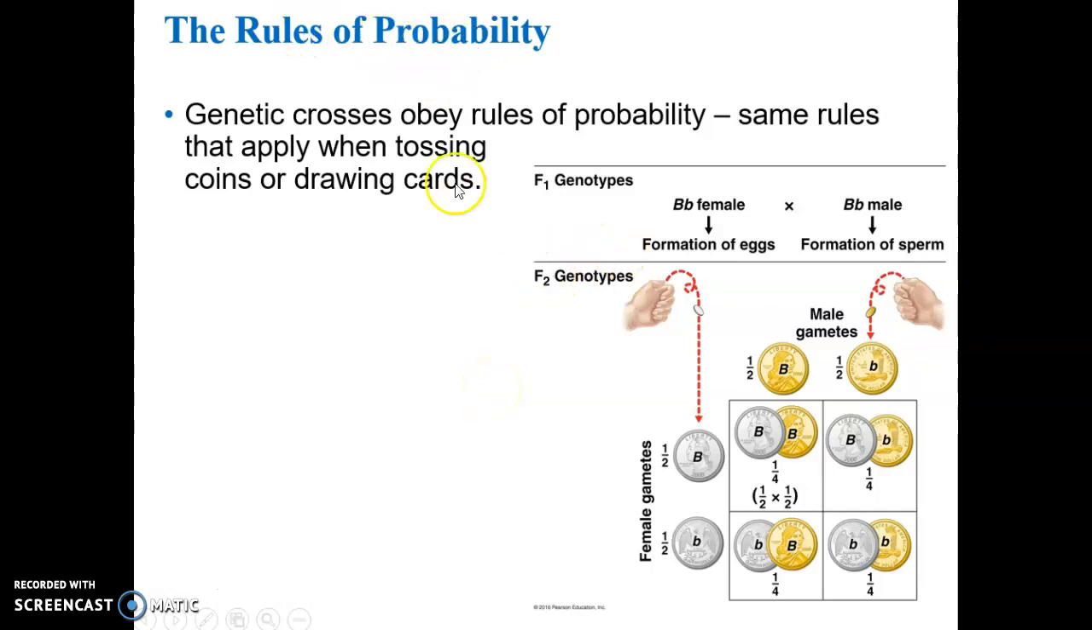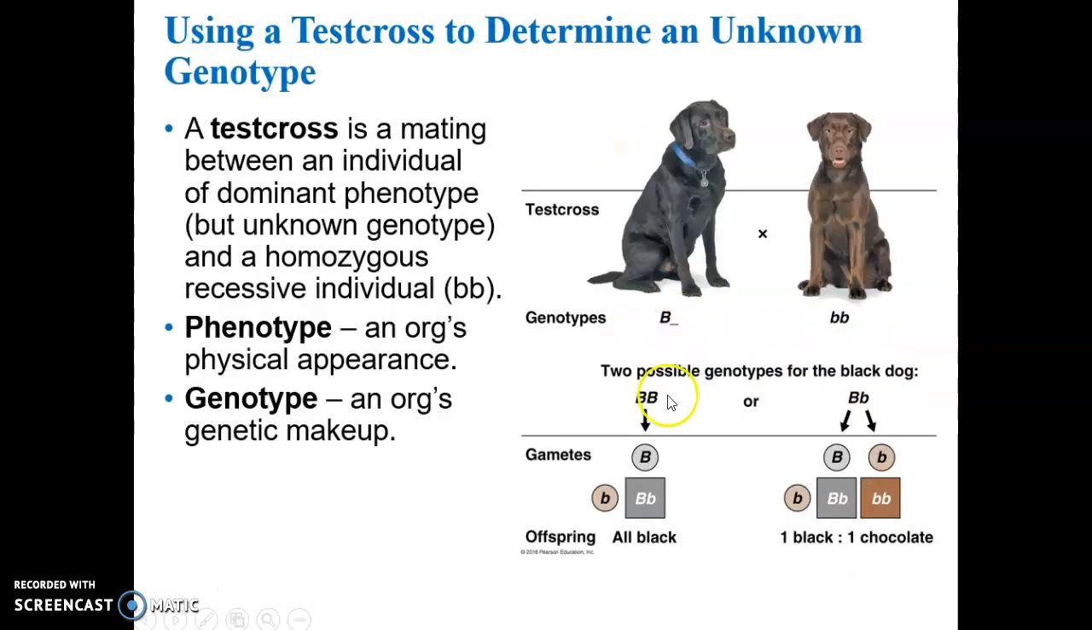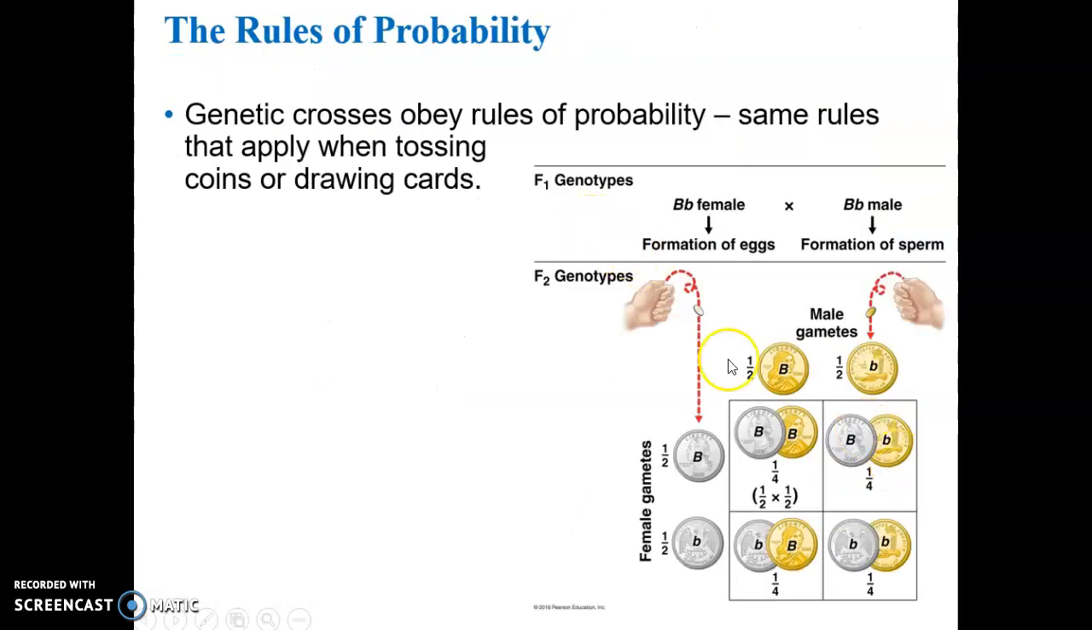So, rules of probability. Genetic crosses obey rules of probability because, as we talked about, what we look like, the phenotype, is based on the potential gametes that are formed, the genotypes. And as we'll see here, it's based on the probability of making any particular type of gamete and the probability of any particular gametes fusing to make the genotype of the individuals. So it's like tossing a coin or drawing a card. If you toss a coin once, there's a 50-50 chance, 1 in 2, it's going to be heads or tails.